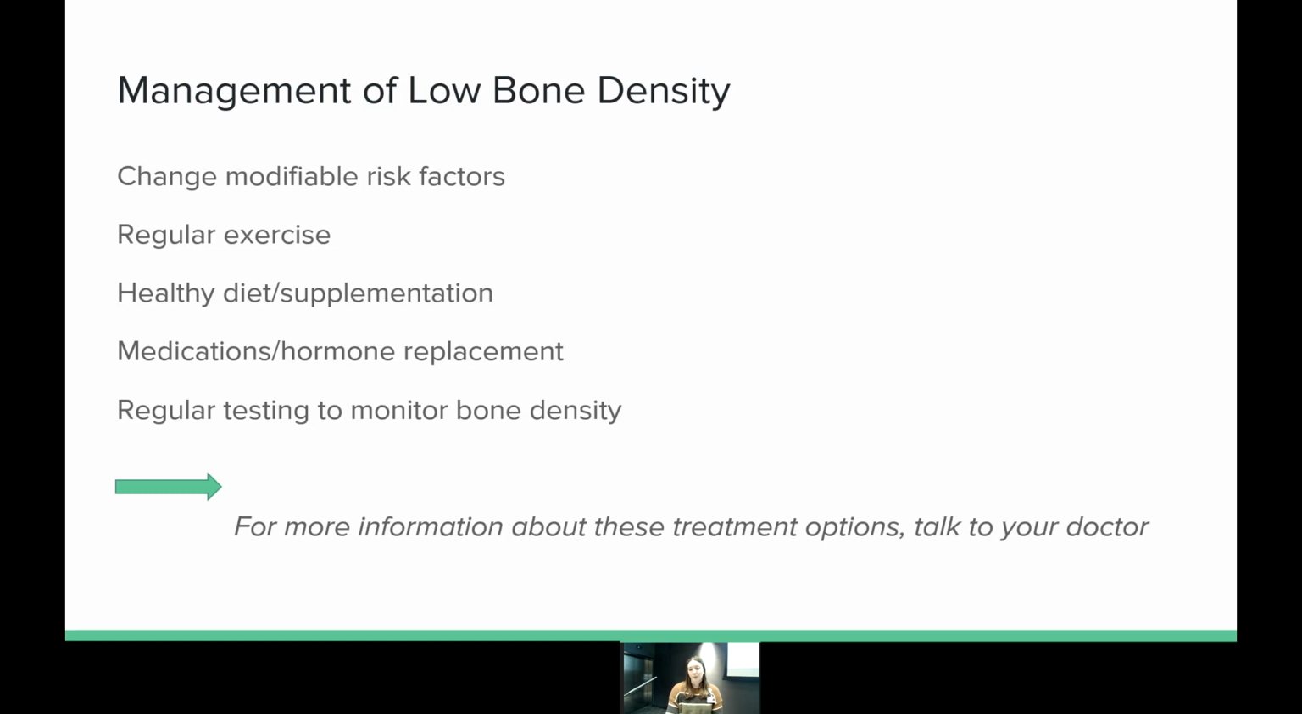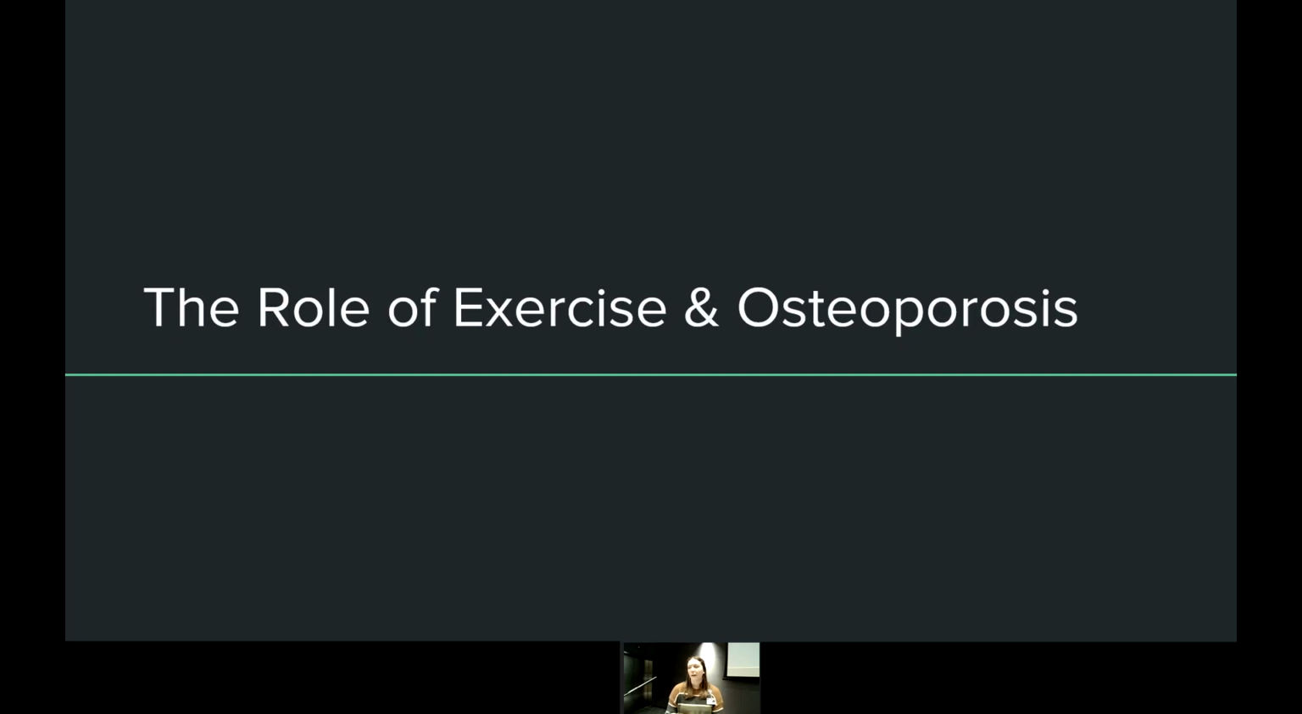And we are physical therapists, so we deal a lot with exercise specifically in the management of osteoporosis. So that's what we are focusing our presentation on. But if you have questions on these other management techniques, talk to your doctor. That brings up Karen.